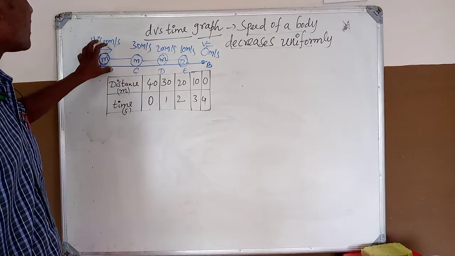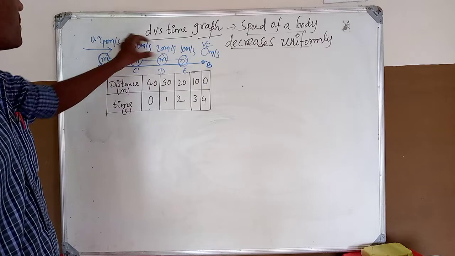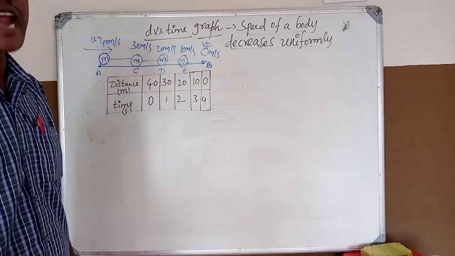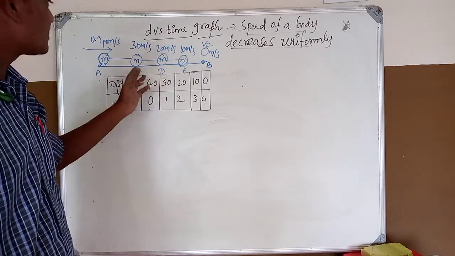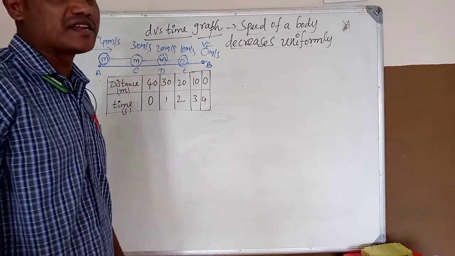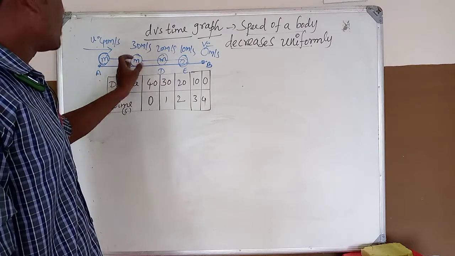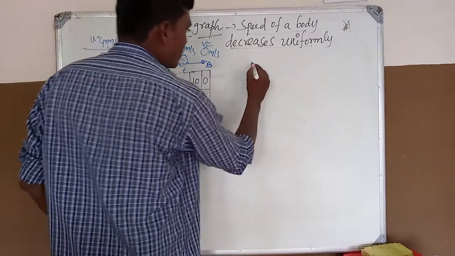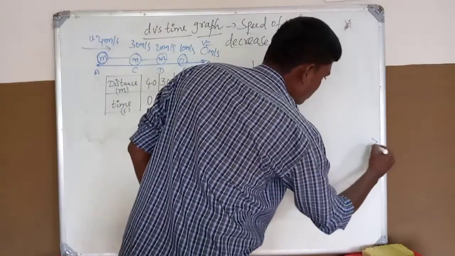What is the meaning of this? For every 1 second, the speed decreases gradually by 10 meters per second. Means in every 1 second the body covers 10 meters between the two points. Now we draw a graph based on these values.